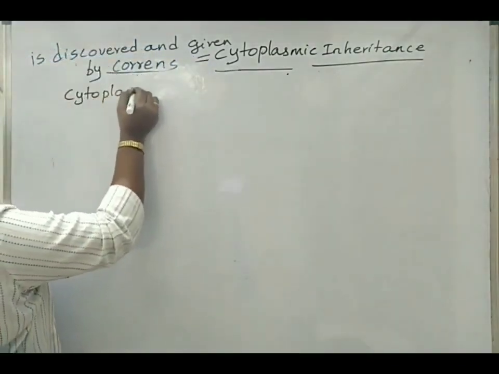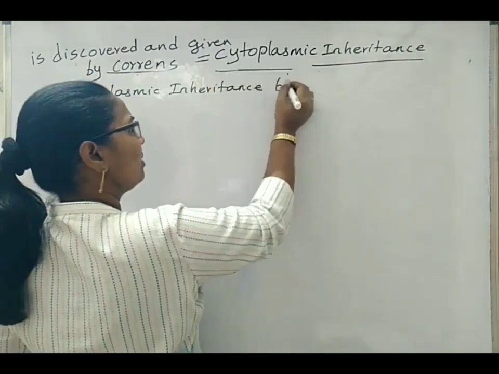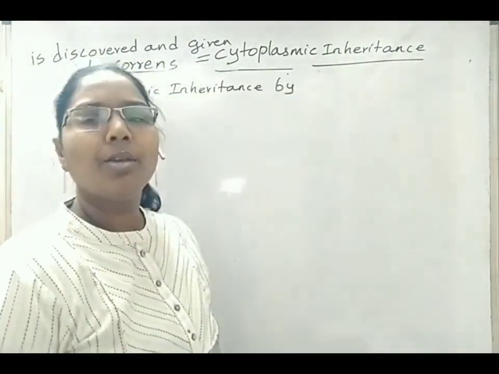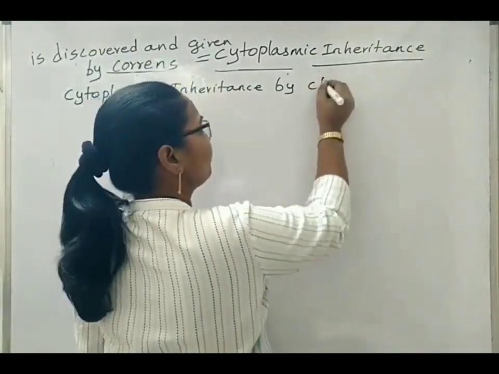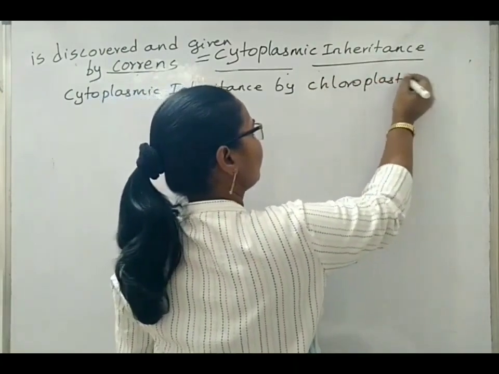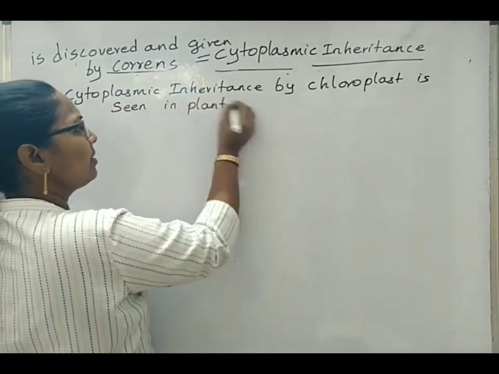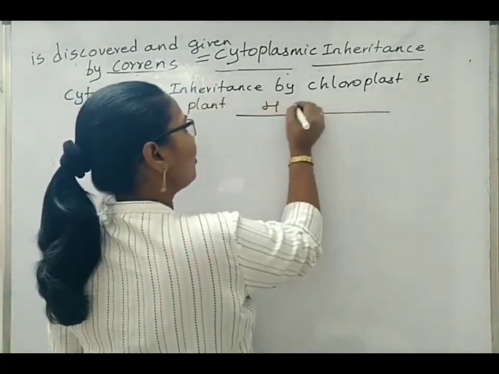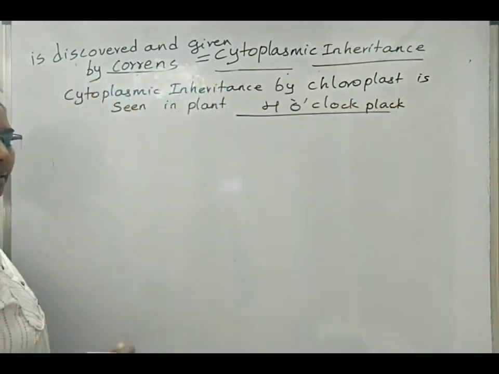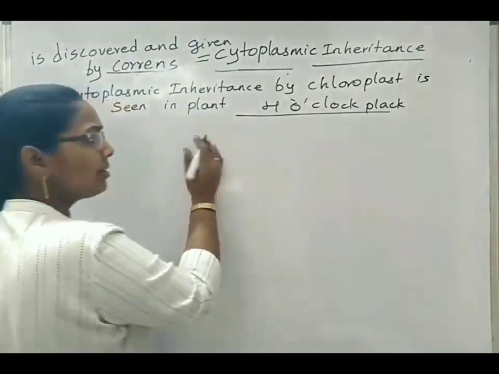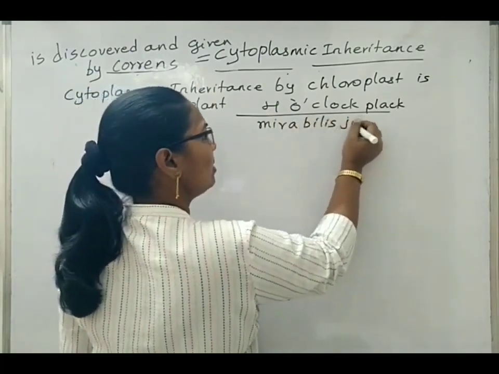Cytoplasmic inheritance by chloroplast, because chloroplast is one of the organelles present in the cytoplasm, is seen in a plant called the four o'clock plant. The four o'clock plant is also called Mirabilis jalapa.